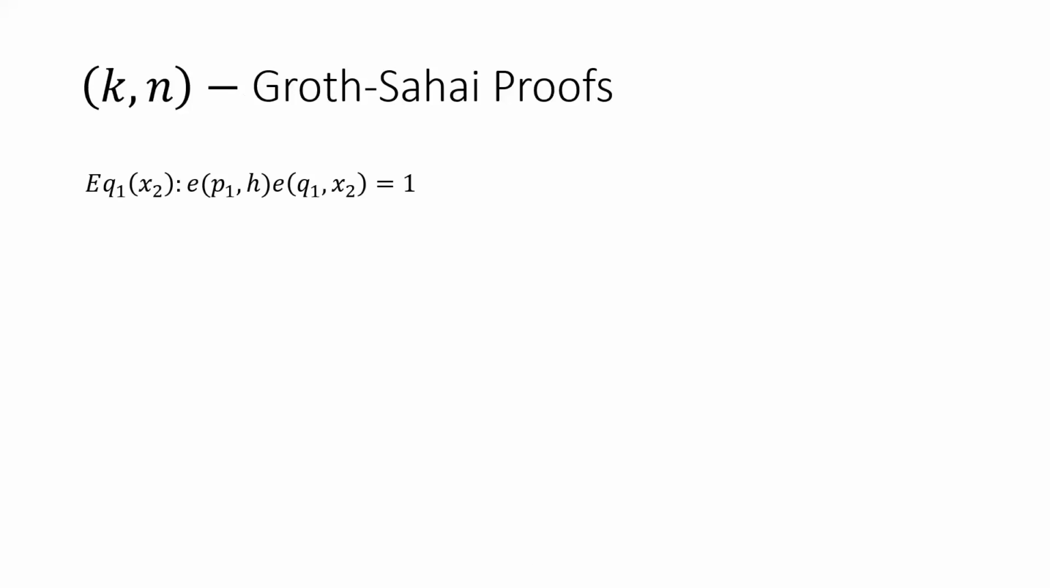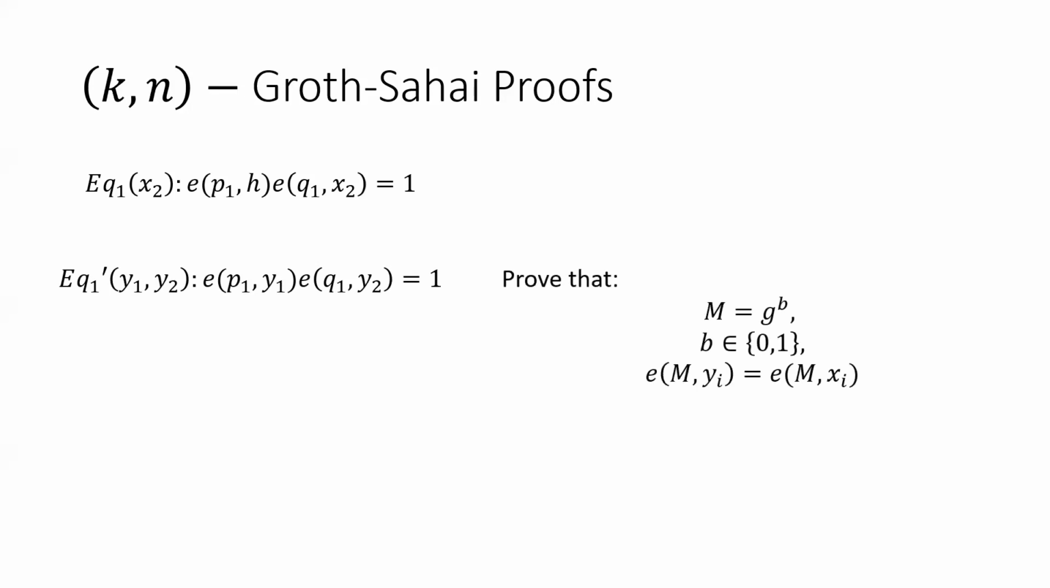So let's start from this example of a simple pairing product equation with one unknown x2. We can modify this equation to have 2 new variables, where basically for each element of the group 2, we add a new variable yi, and then we can add other equations of this type. So in this case, we introduce a new variable m, and we prove that m is equal to g to the power of a bit. And then we also add these equations over here that correlate the m, the yi, and the xi.